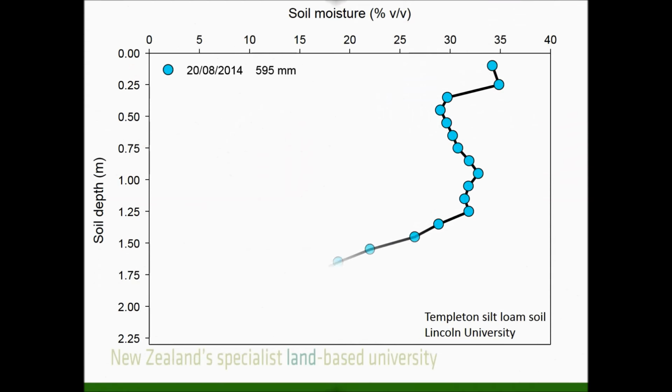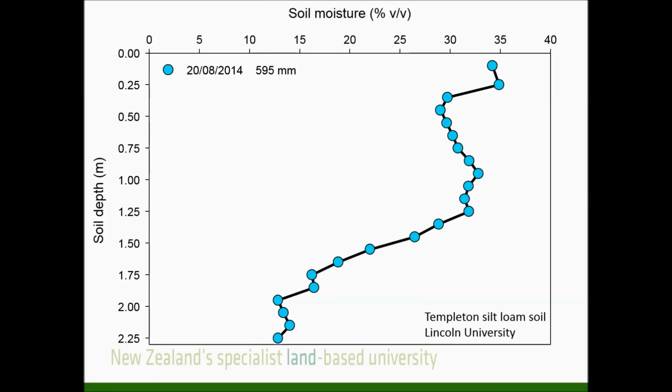So let's have a look at a graph of soil moisture content and see what we can make of it. If we look at this first graph with the blue line in it, we can see that the total soil moisture available in this soil, the Templeton silt loam at Lincoln University, is 595 mils. About half of that is readily available to plants and the other half won't ever be used. So let's say we've got 600 mils of moisture available, 300 mils is what's available to the plants fairly easily.